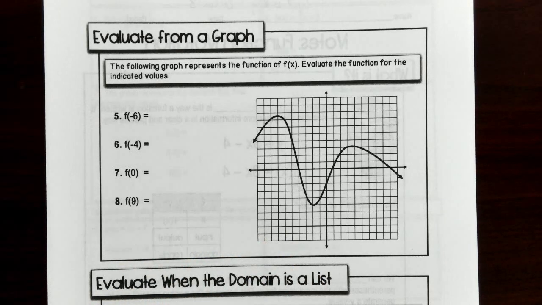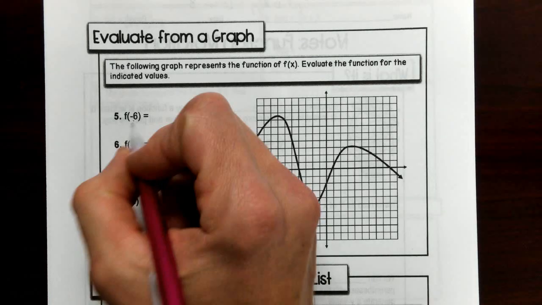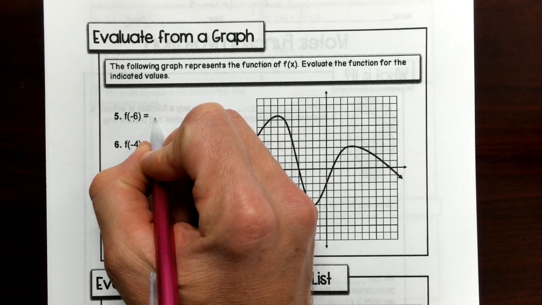Okay, well, all you're going to do is look at your graph, go over to the x value, and then find the y value at that point. Because again, this is the x value. What we get is the output. What we get is the y value.